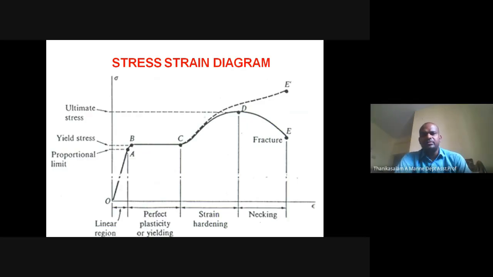This is the breaking point. So O to A is the proportional limit, elastic limit. B is yield, that is the lower yield point. C is the upper yield point. And D equals the ultimate point or maximum point, that means the maximum load the material can carry. E means failure, the breaking point. After reaching the maximum load of the material's resisting power, the material gets necking and then breaking. That point is called the breaking point.